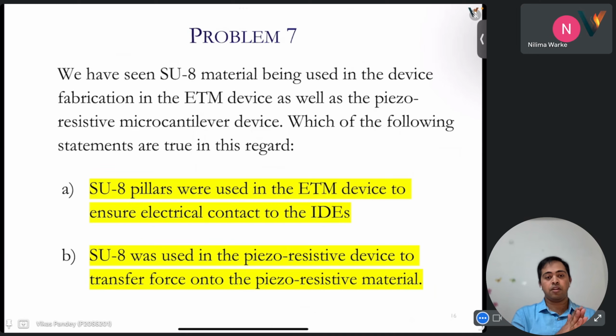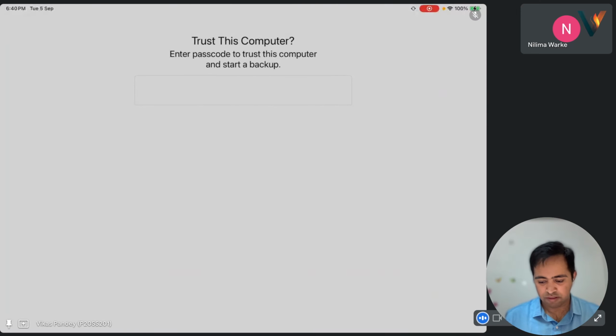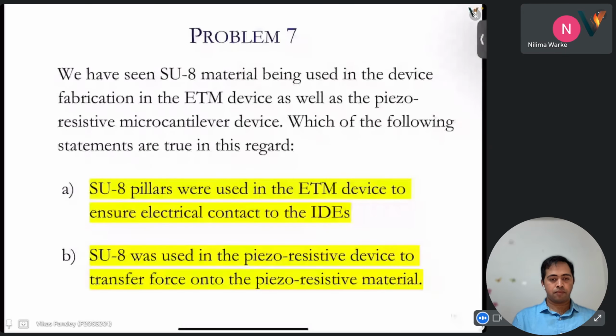So that we can have a good, proper contact with the ID patterns. This was used. This is something from the lecture.